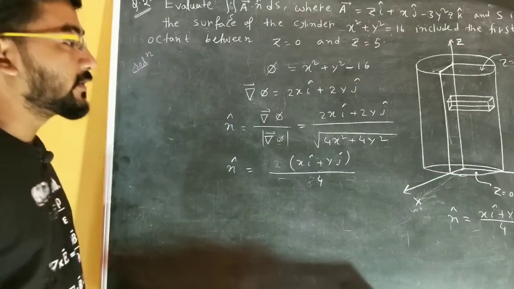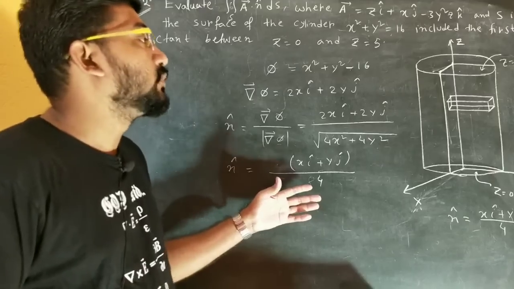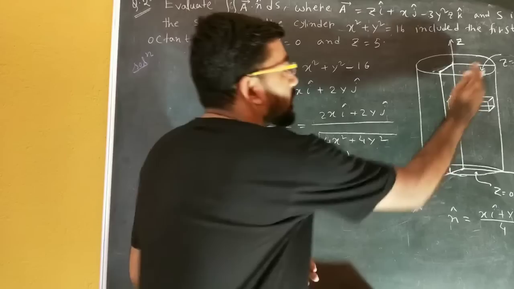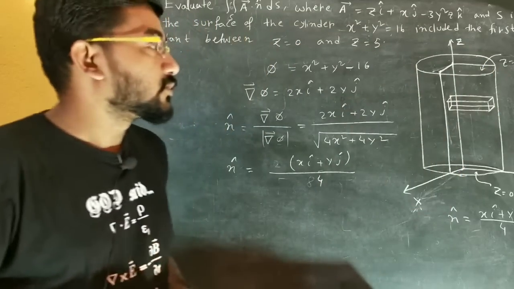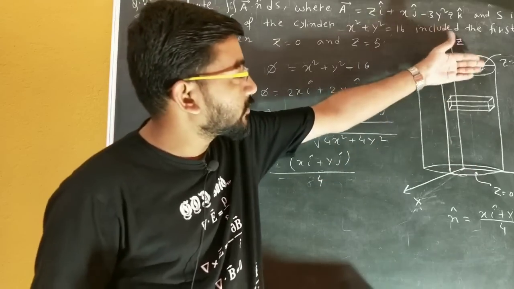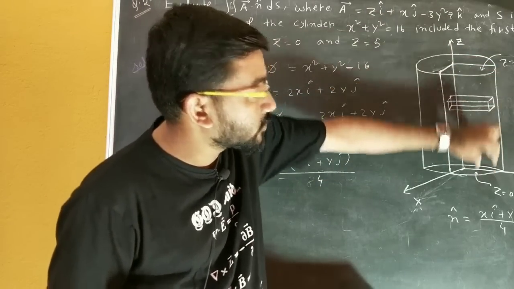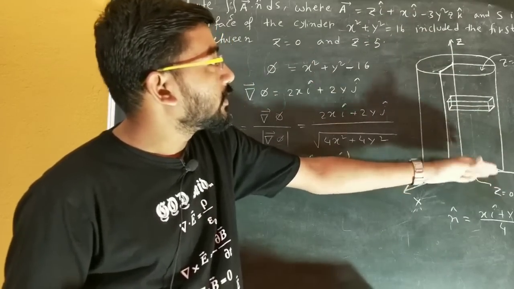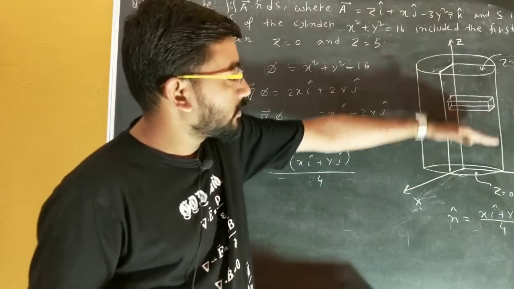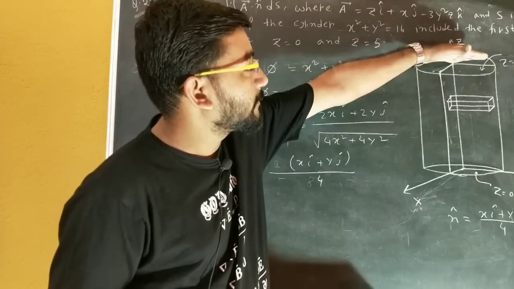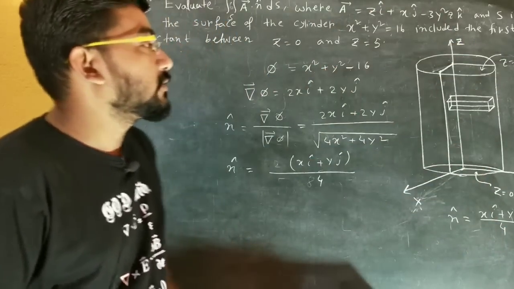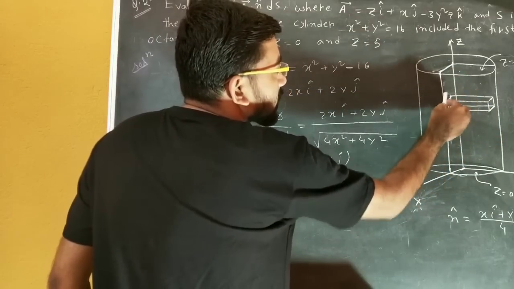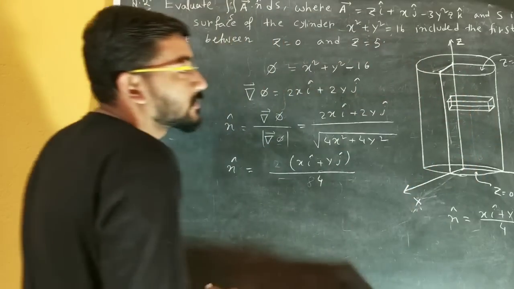Now you have to decide on which plane you should take the projection. Here we have the surface of the cylinder. You can see from here, you cannot take the projection of this surface element on the xy plane. So the only option is that you have to take the projection on this plane, and this is the xz plane.